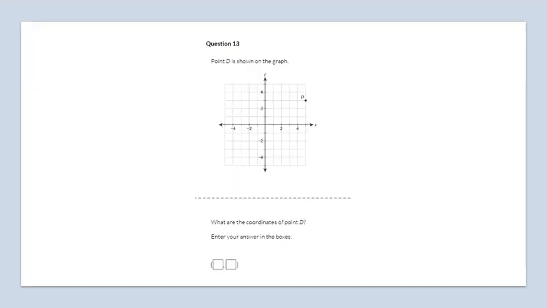Okay, what are the coordinates of point D? So I'm going to go over. This one goes over to 5. And then I'm going to go up. And I have to go up to 3. They're both positive because I move right and up.